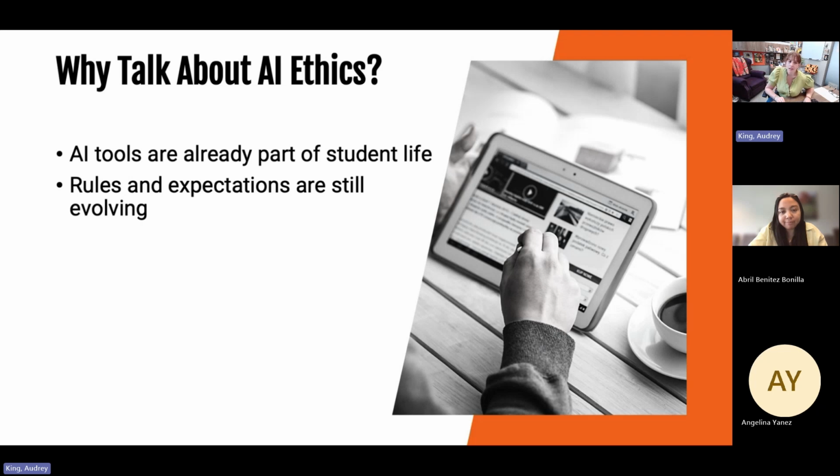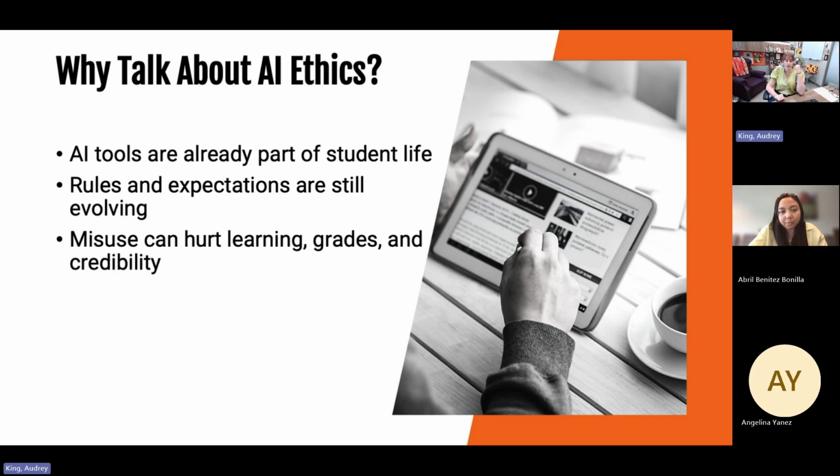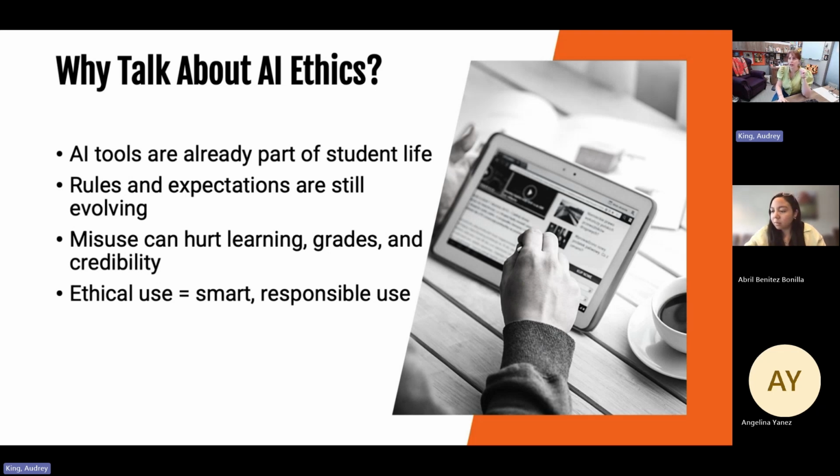But the rules and expectations are really evolving around that, from ethical use, as far as am I using my brain enough, to impacts on the environment. And misuse of AI can really hurt your learning. It can hurt your grades. It can hurt your credibility. It can really change the way that other people look at you. So when we talk about ethical use, I'm talking about being smart and responsible with the way that we use it and being very discerning about what that looks like.